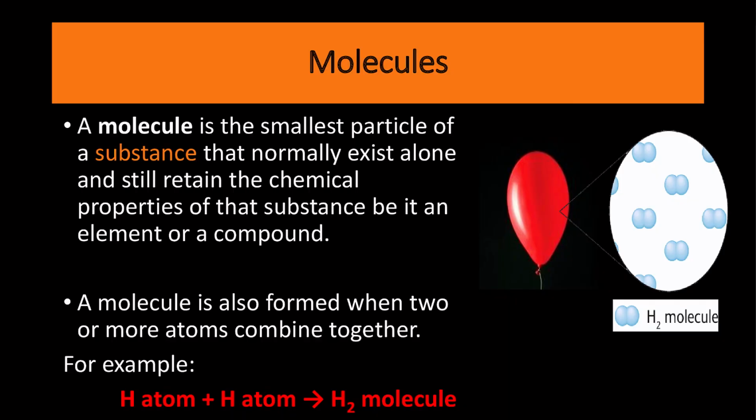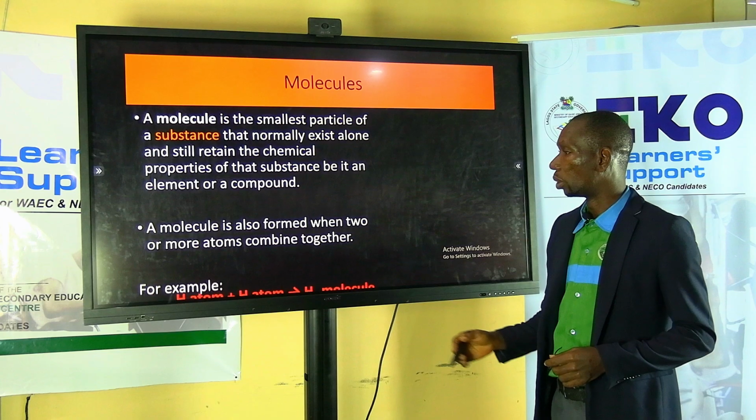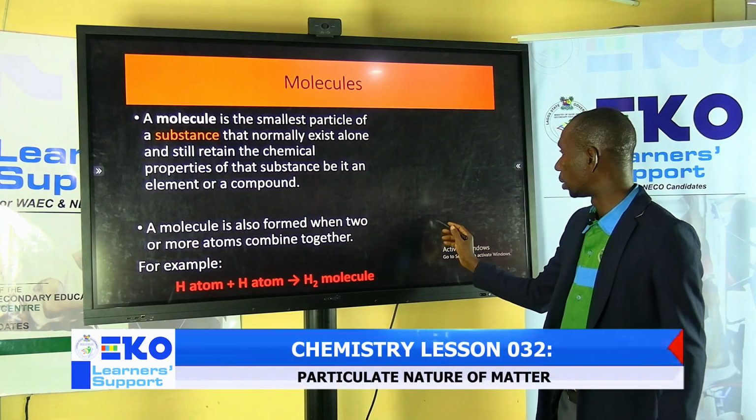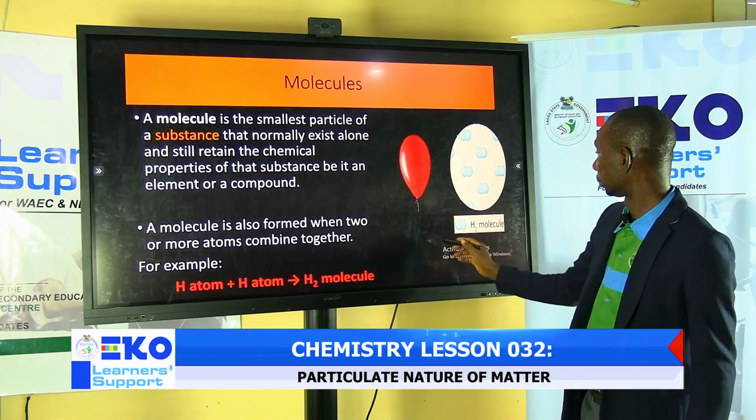A molecule can also be formed when 2 or more atoms come together. For example, when you have 2 atoms of hydrogen, they can combine to form a hydrogen molecule.